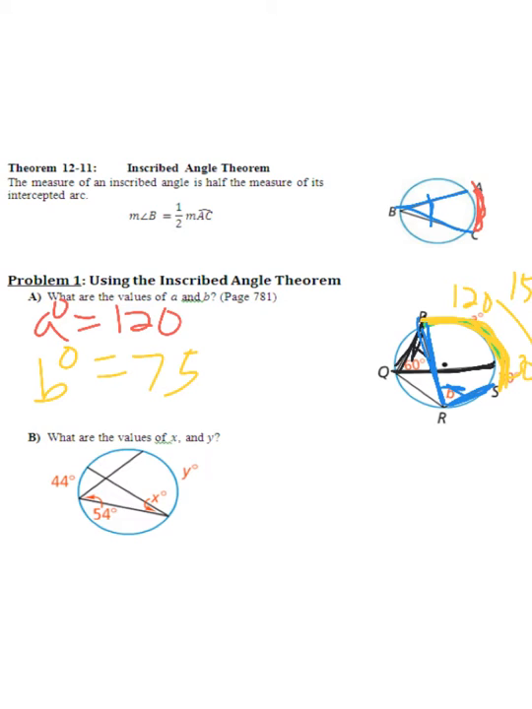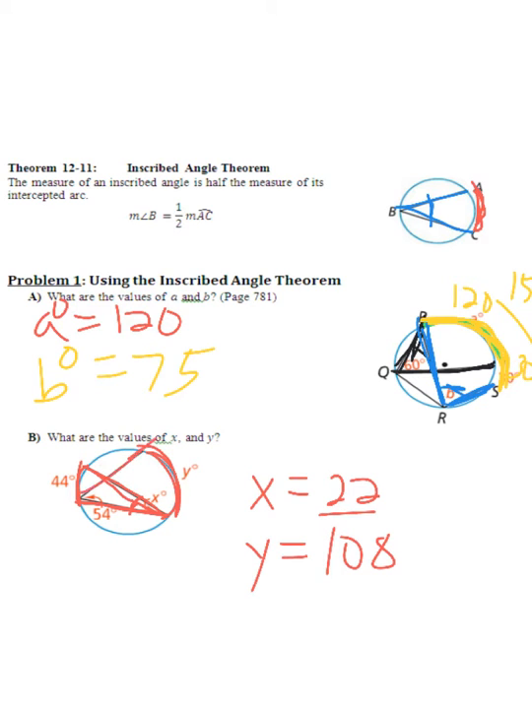So now go ahead and try part B here. Pause the video, do the work, and then when you're ready to go, push play and you can check your answer. Okay, so for this here, X is going to be 22, because if you can see here, X is this angle with the chords going to this 44-degree intercepted arc. Well, X is going to be half of that 44, which gives us 22. Y is the intercepted arc, and the inscribed angle that goes with it is this 54-degree angle, so 54 is going to be half of Y, which is going to give me 108.